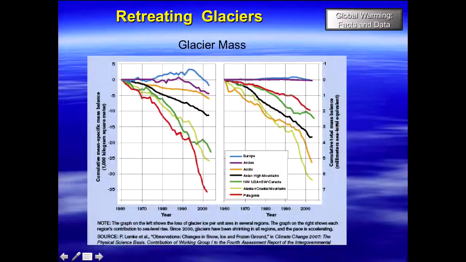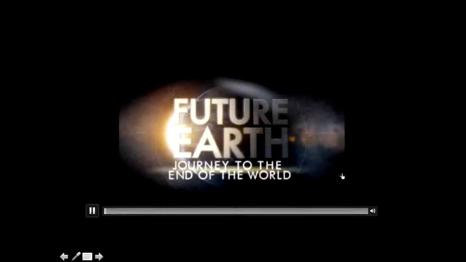Here's yet another graph, retreating glaciers. This is the extent of the glaciers. Each individual graph is a different region of the Earth, a different color: Europe, the Andes, Arctic, Asia. And you can see that worldwide, everywhere, on average, the glaciers are getting shorter. The amount of mass and their length is decreasing. I'll show a little video.